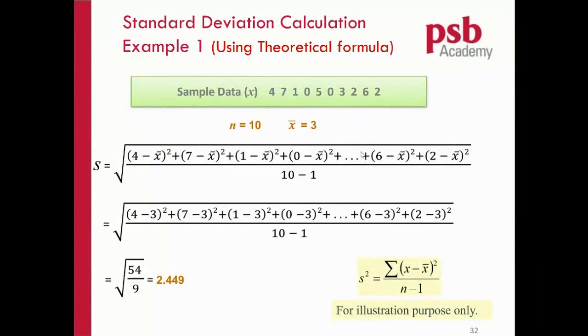Now what I'm going to show you is this. You are given 10 numbers here: 4, 7, 1, 0, 5, 0, 3, 2, 6. With these 10 numbers, how do you find the standard deviation? In order to find the standard deviation, you usually have to start off with the mean. So you ask yourself, where is the mean? I'm going to draw something here.